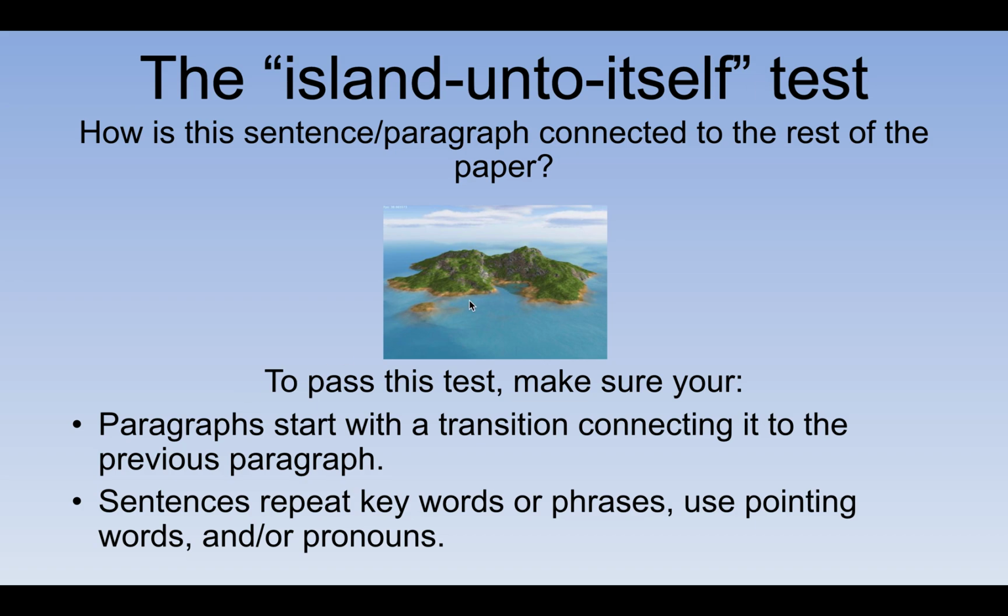Okay, I don't think I have an example for this one, so I'm just going to talk through this. This is the island unto itself test. We're going to talk about this more when we talk about transitions, but the idea here is that you want to make sure each sentence leads into the following sentence, and that each paragraph leads into the next paragraph. So that when you're writing, you're connecting ideas, weaving ideas into each other, so that there's not one big jump in between sentences, for example, in the middle of a paragraph, or a big jump from one paragraph to another. So really, this is helping you to check your transitions.